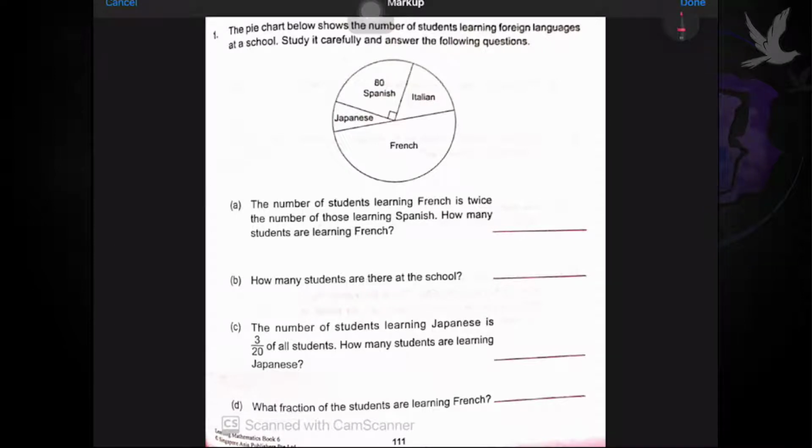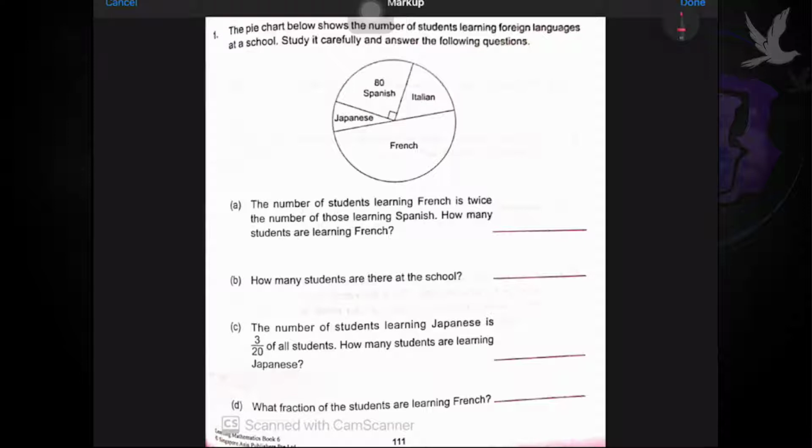Hello there kids, today you're going to learn how to solve pie charts. Okay? So magsasolve tayo ng pie chart. So basahin muna natin that the pie chart below shows the number of students learning foreign languages at a school. Study it carefully and answer the following questions.